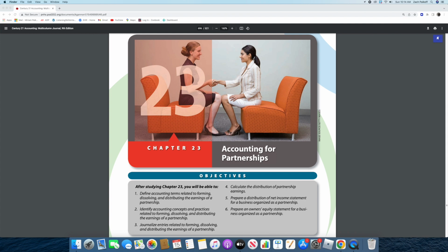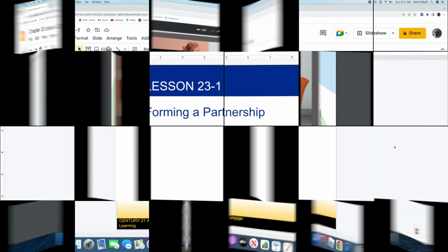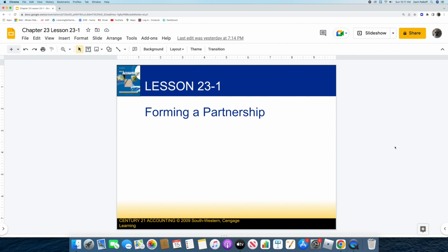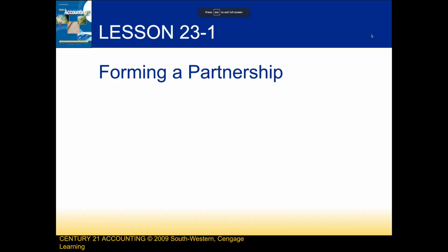All right, so now that I've read over the learning objectives, let's jump right into the 23-1 text, which is the first lesson in chapter 23. In this lesson, we will be learning about forming a partnership. There are a few key terms that I'd like to go over before we start the accounting part of this lesson.